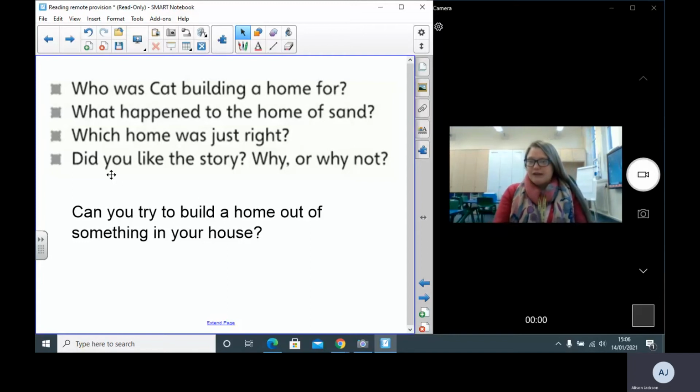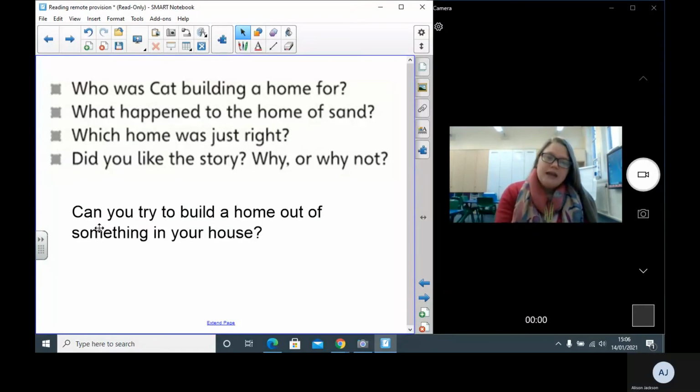I liked the story because I really like teddy bears, and I found it quite interesting to see which homes would stay up and which would fall down. And also it reminded me a little bit of another story that I like, The Three Little Pigs. So they're all the reasons why I liked the story.